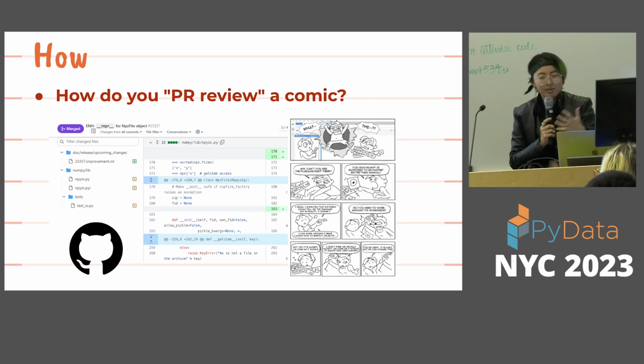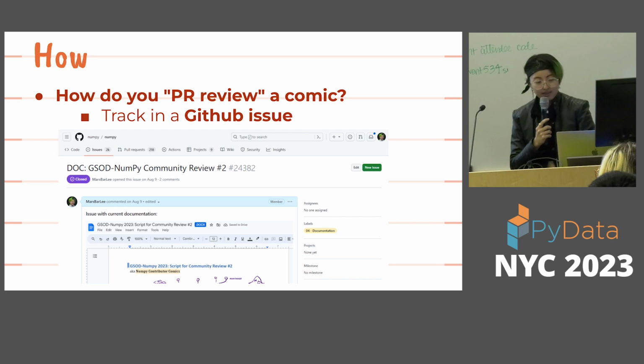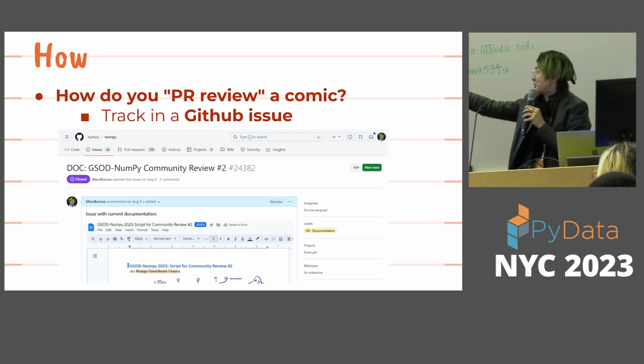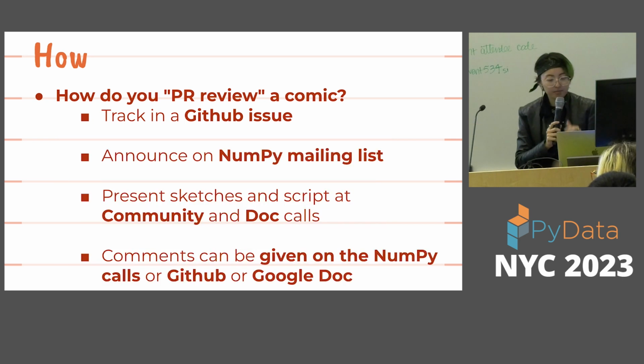But what about illustrations? That is something that usually takes a bit more time to develop the visual language for, and kind of like a critique back and forth, artist to artist. And so for me, I wanted to integrate the artistic process to existing open source processes and platforms. And so I made a GitHub issue, an oldie but a goldie, and a place to park all the conversations that we've been having over the different community meetings.